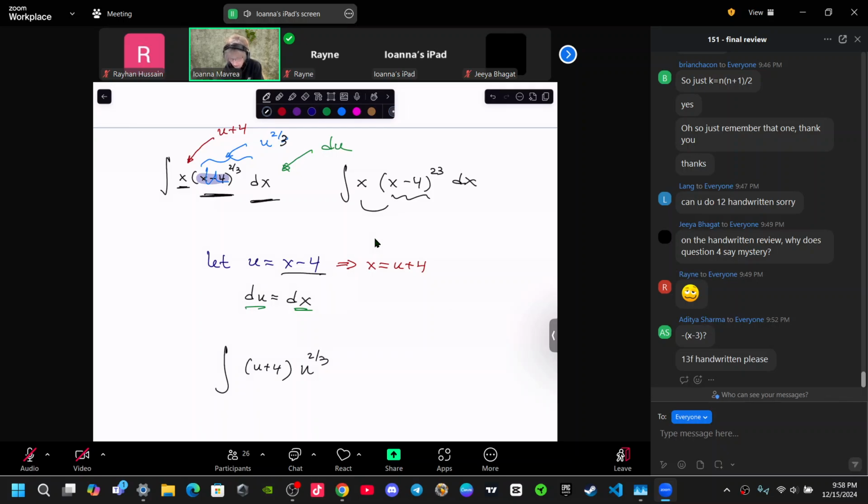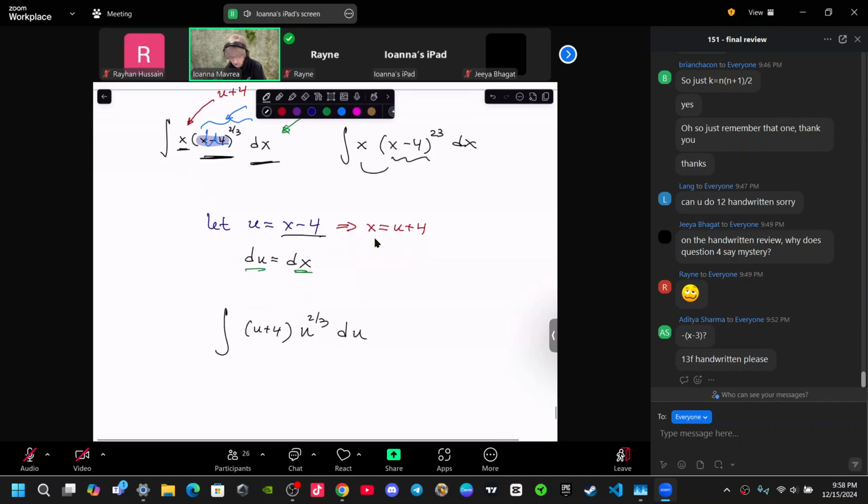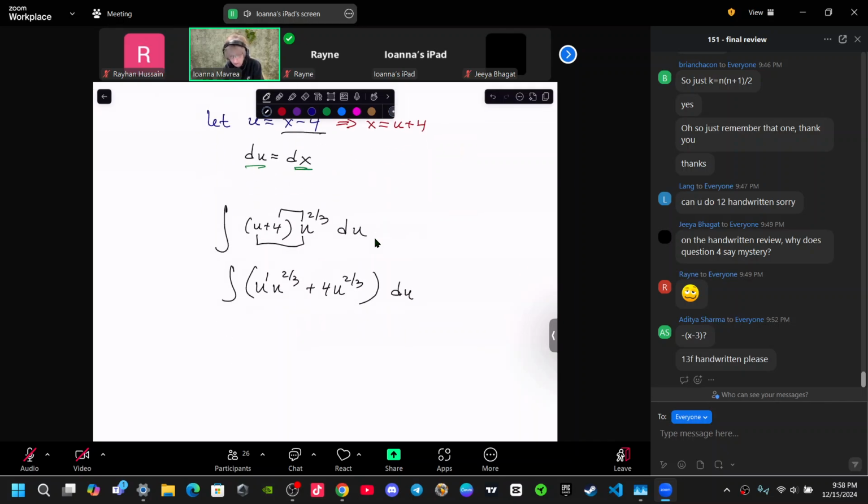And this is du. Now I can distribute, right? Distribute and distribute. So you have the integral of u times u to the 2/3 plus 4 u to the 2/3 du. So you add the powers, right? 1 plus 2/3 is 3/3 plus 2/3 is 5/3. I haven't integrated anything yet.